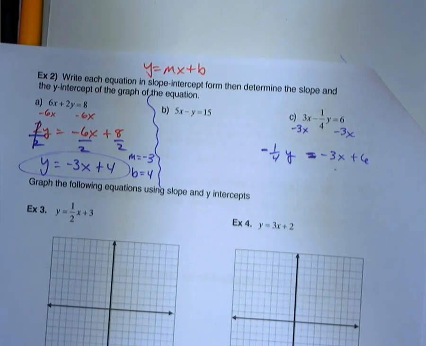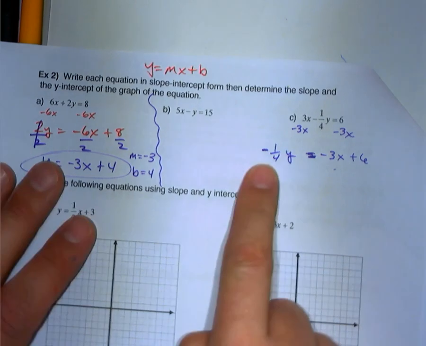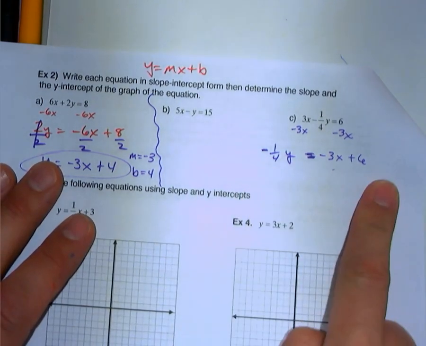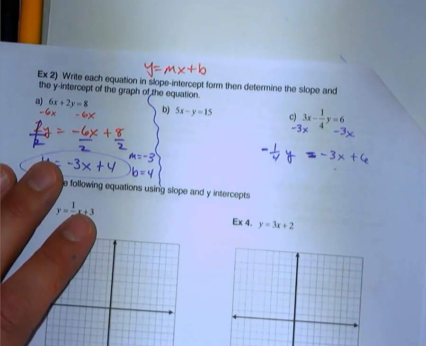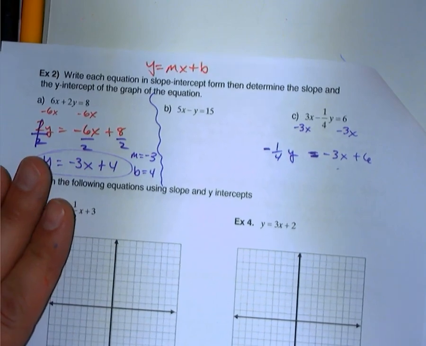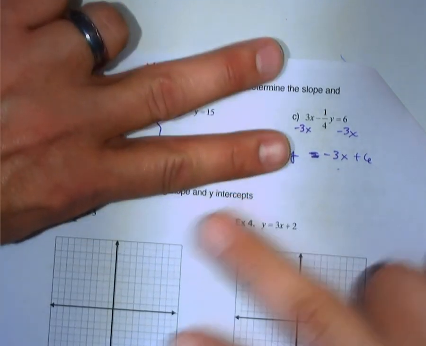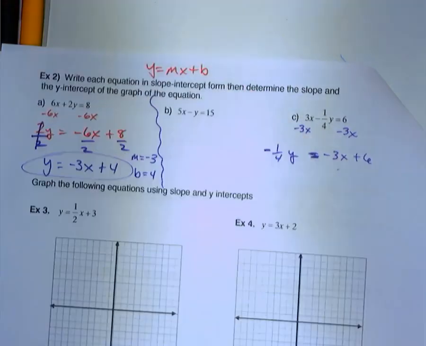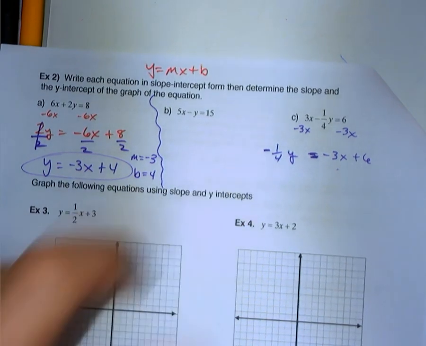So as I take a look, I've got negative 1/4 y equals negative 3x plus 6. We want to get rid of this negative 1/4. Now that is technically negative 1/4 times y. I could divide by negative 1/4. But again, if I divide by a fraction, I could just multiply by the reciprocal. So what's the reciprocal of negative 1/4?